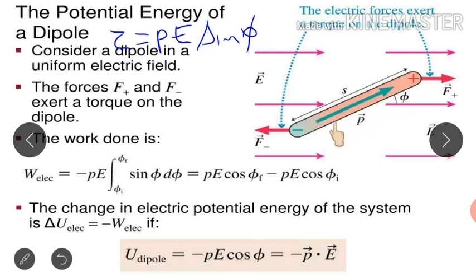Okay, then if the work is done, or I should say if we want to rotate this dipole by some small angle d phi against this torque, then what am I supposed to do? I have to do some work against this torque. And how much will be the work? The work will be tau into d phi. So I can write dW equals tau d phi. I think this is clear.